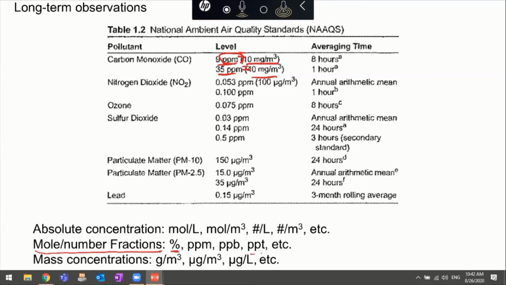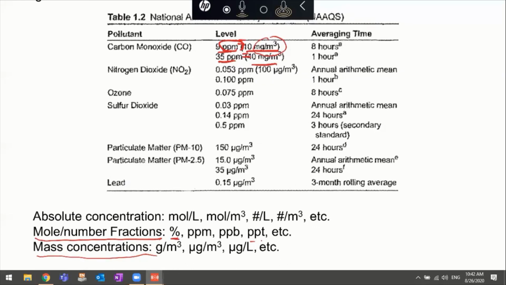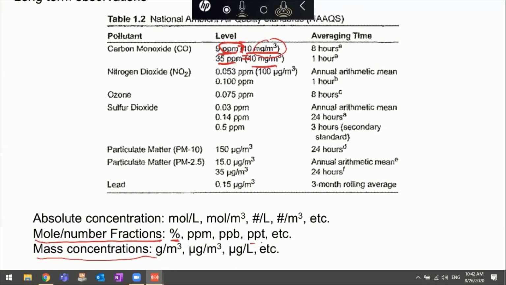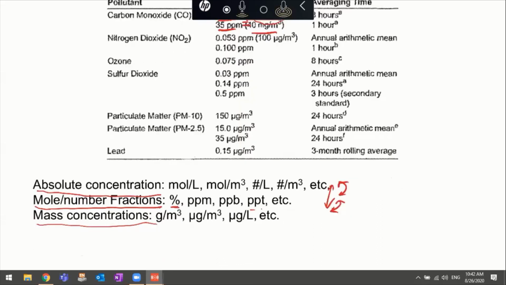Okay. So for this unit, we're talking about the mass concentration, right? So it's gram per meter cube, microgram per meter cube, microgram per liter, etc. And we also sometimes will represent some concentrations of these gas species as the absolute concentration. For example, mole per liter, mole per meter cube, number per liter, right? So on and so forth. So for this class, we need to know how we can convert from one another. And we have to use the ideal gas law, okay?